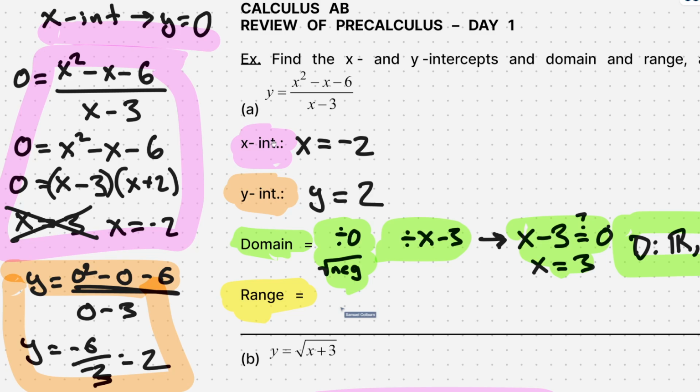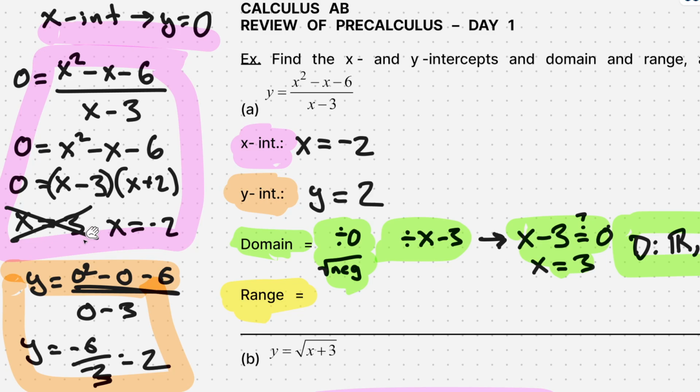we discussed that the way to find x-intercepts is to replace y with 0 and then solve. And so that's what I did here in the pink. I replaced the y with 0. I then multiplied both sides by x minus 3. And on the left, 0 times anything is still 0. And so now I'm just left with a quadratic, which I factored and solved.